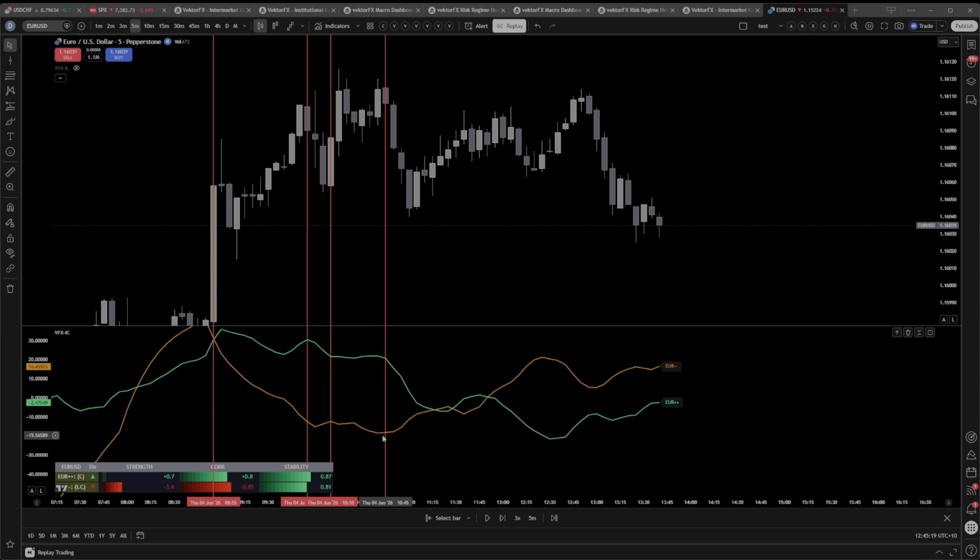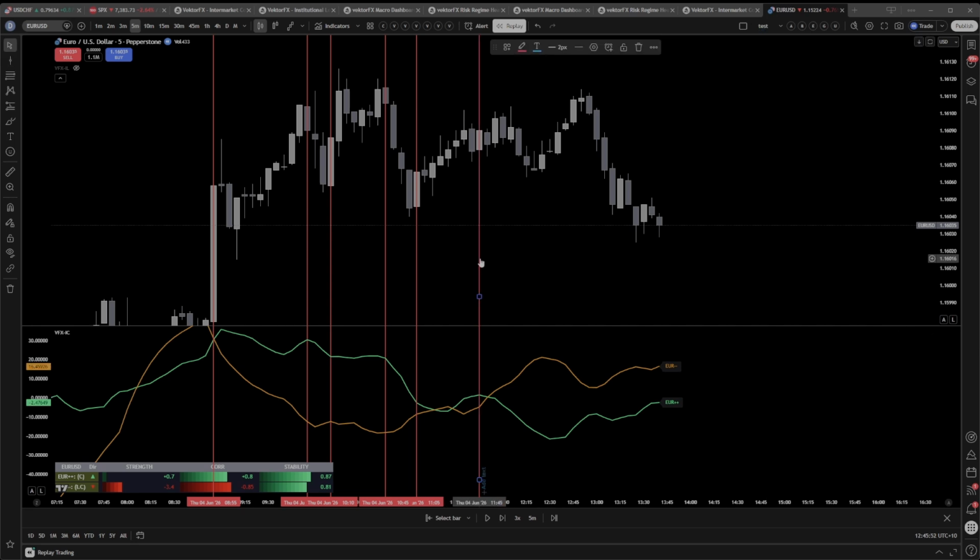What's happening now? The US dollar is getting stronger. The euro is getting weaker. All right, they're converging. As a result, price drops. So we'll mark that out to here. All right, now it starts to turn around. The euro is starting to get stronger and the US dollar is starting to get weaker. It turns around, up to roughly this point here.